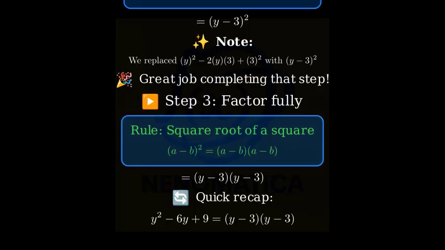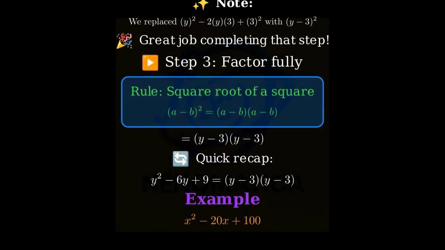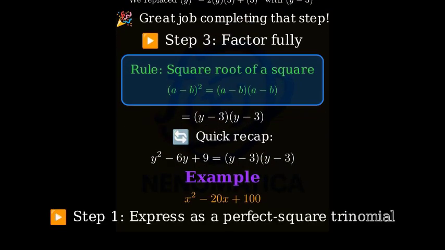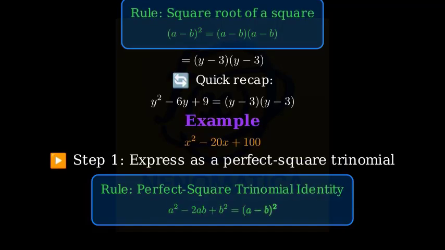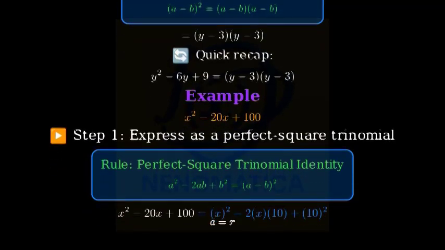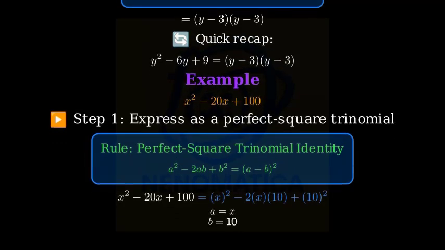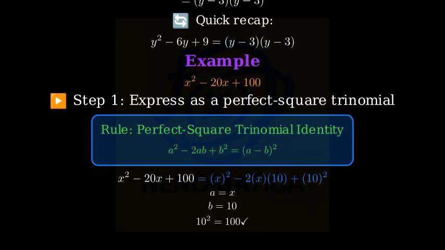We want to factor x squared minus 20x plus 100. Step 1. Let's express this as a perfect square trinomial, using our perfect square trinomial identity again. In this case, we have x squared, which means a equals x. We have negative 20x, which would be negative 2ab. So negative 2 times x times b equals negative 20x, which means b equals 10.